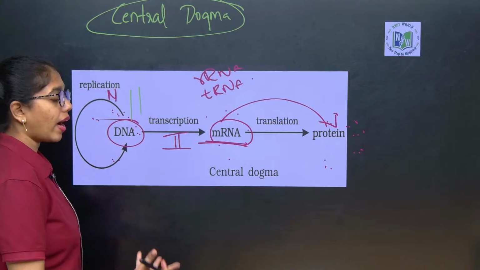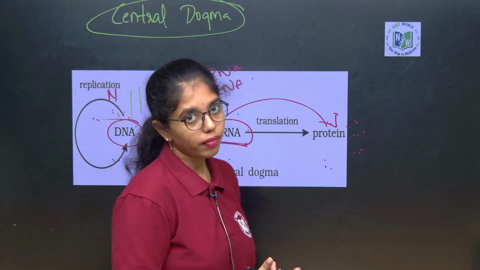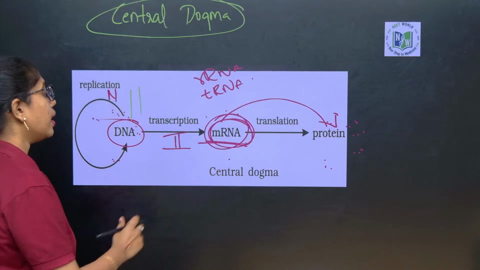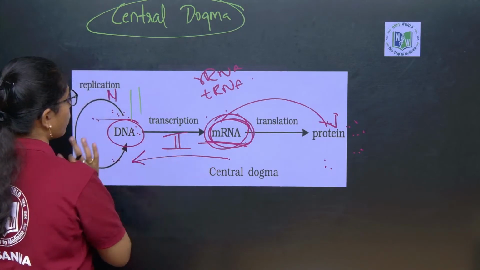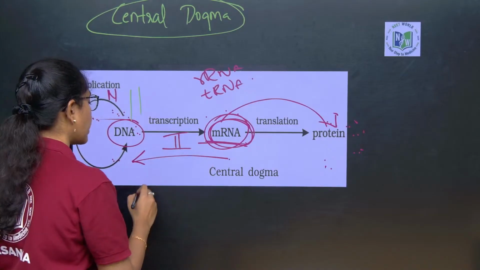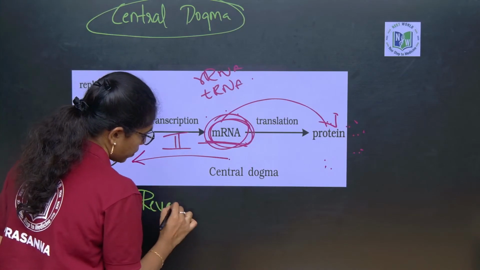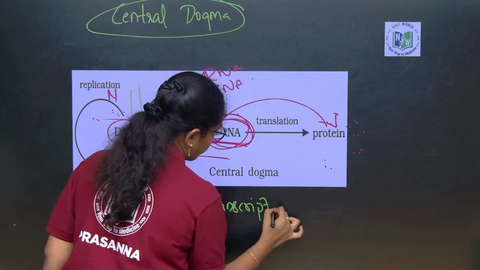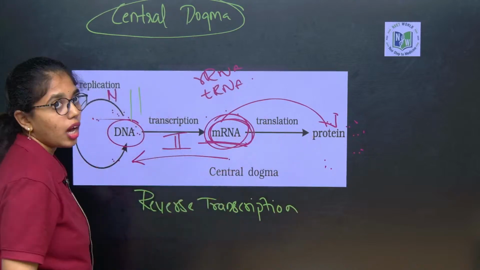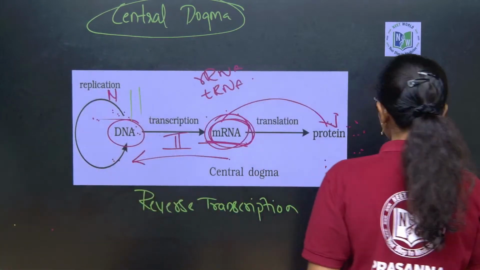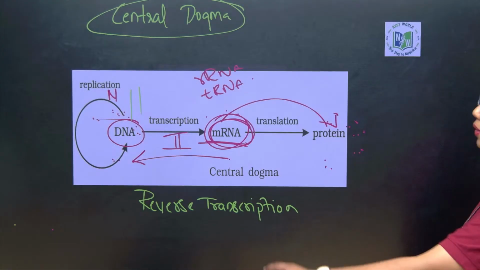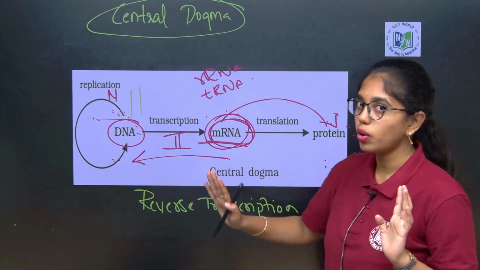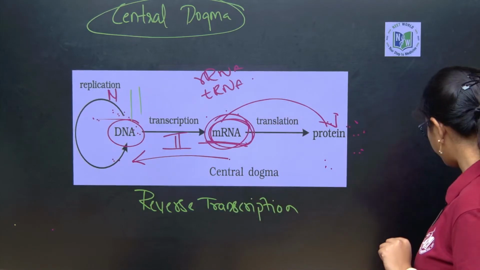In a few viruses, like for example retroviruses, if RNA is the genetic material, then first this RNA has to be converted to DNA, that is by the enzyme reverse transcriptase. After this, the process will be operated, okay. So this is the central dogma of molecular biology. Do remember all the labelings. In one of the PYQ questions, the question appeared directly from this, okay.